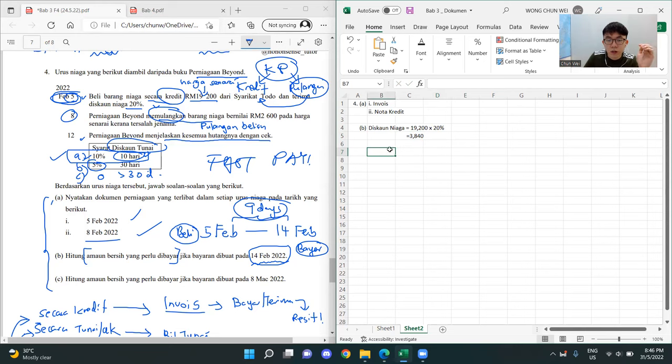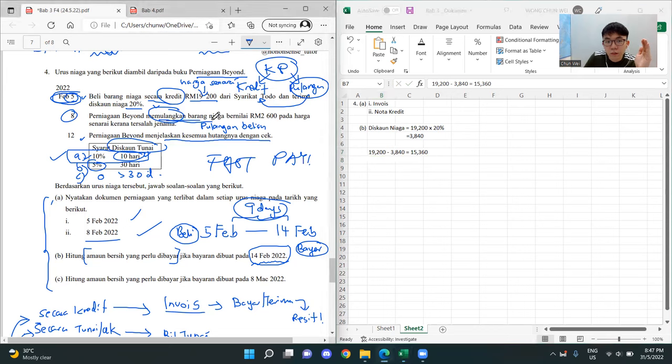So then we use the 19,200 minus the 3,840. Then you get 15,360. Right, so this is the amount on the invoice. The amount that we have to pay after this diskaun niaga is what we yang perlu bayar, right? But look at February 8.